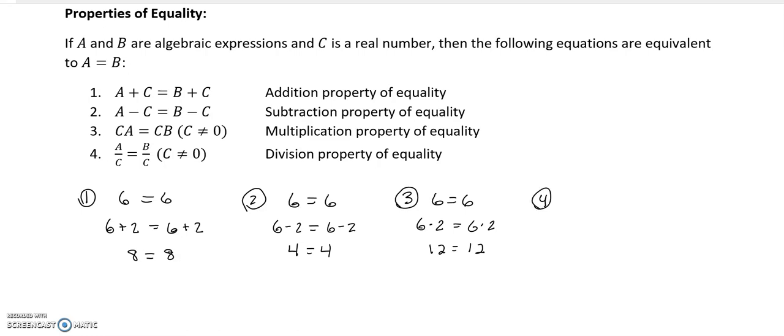Number 4. For the division property of equality, I cannot divide by 0, so C cannot equal 0. So if I have 6 equal to 6, and I divide both sides by 2, then I get 3 is equal to 3, which again is an equivalent equation. They are all true statements.